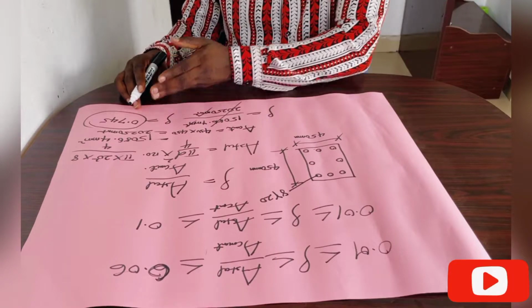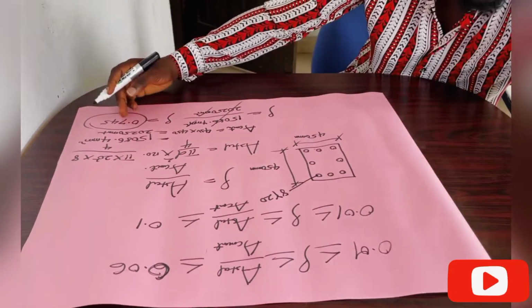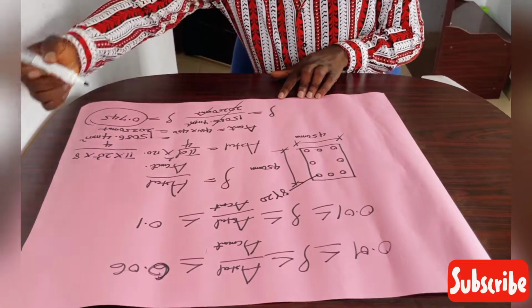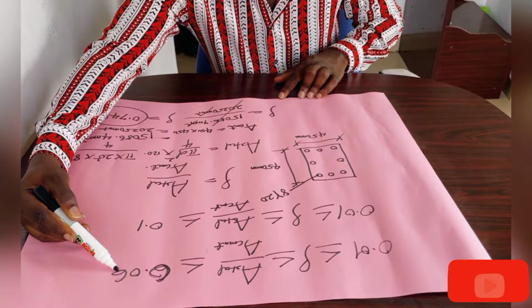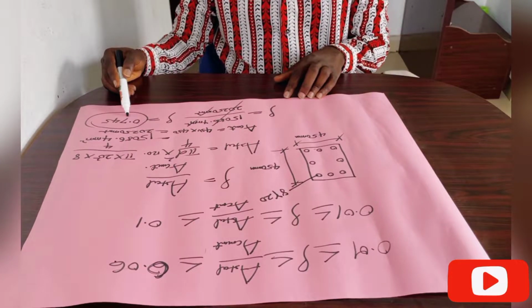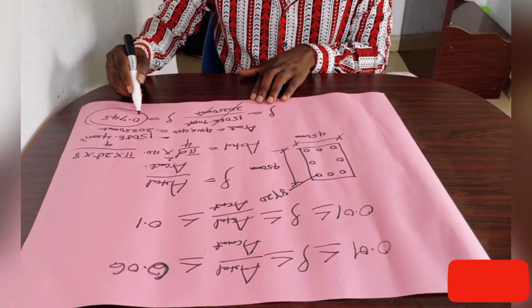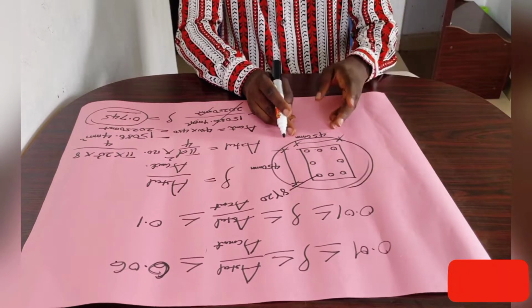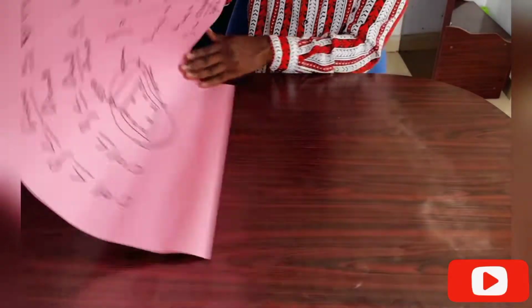From the look of things now, you find out that this is above our 6%. So this simply means that this section here is over reinforced. Let's quickly take another example.